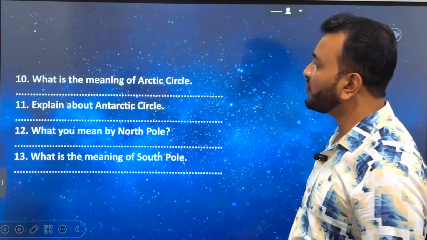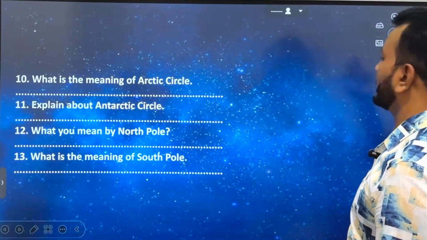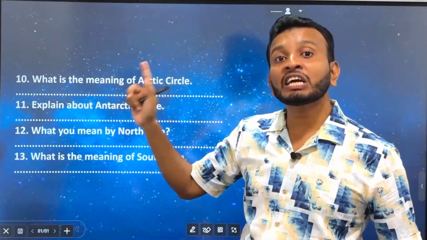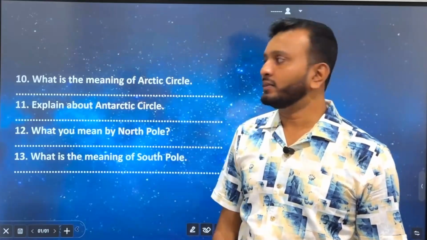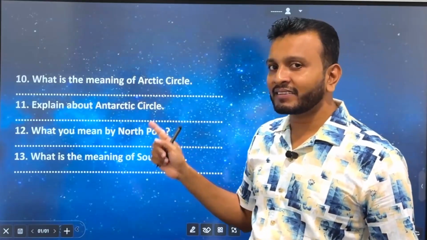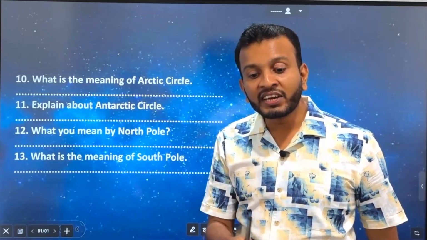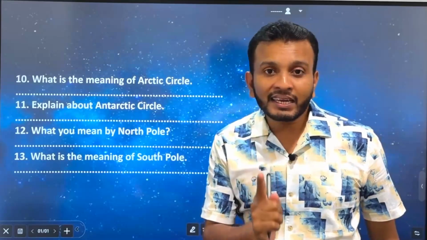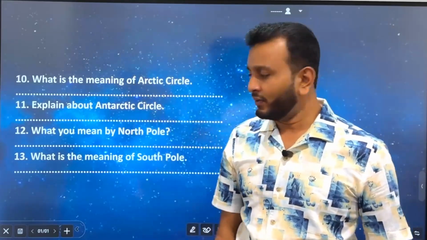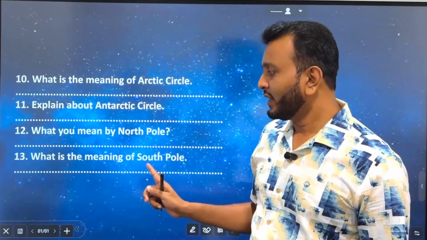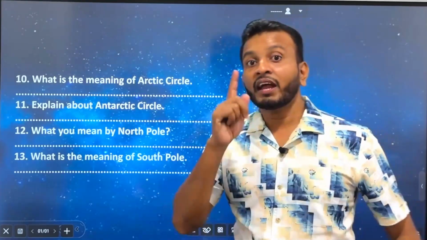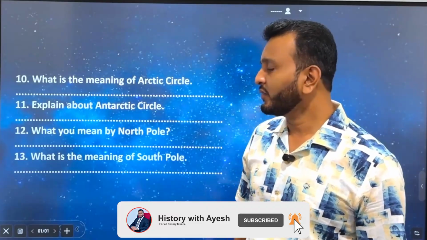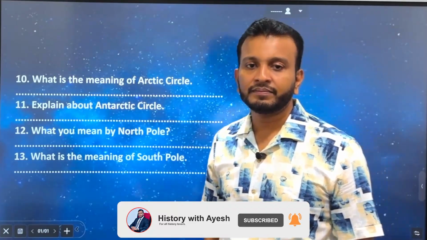What is the meaning of Arctic Circle? Arctic Circle: 66.5 degrees northern latitude. Explain about Antarctic Circle. 66.5 degrees southern latitude. What do you mean by North Pole? 90 degrees northern latitude. What is the meaning of South Pole? 90 degrees south latitude on the globe. Right. Full answers.